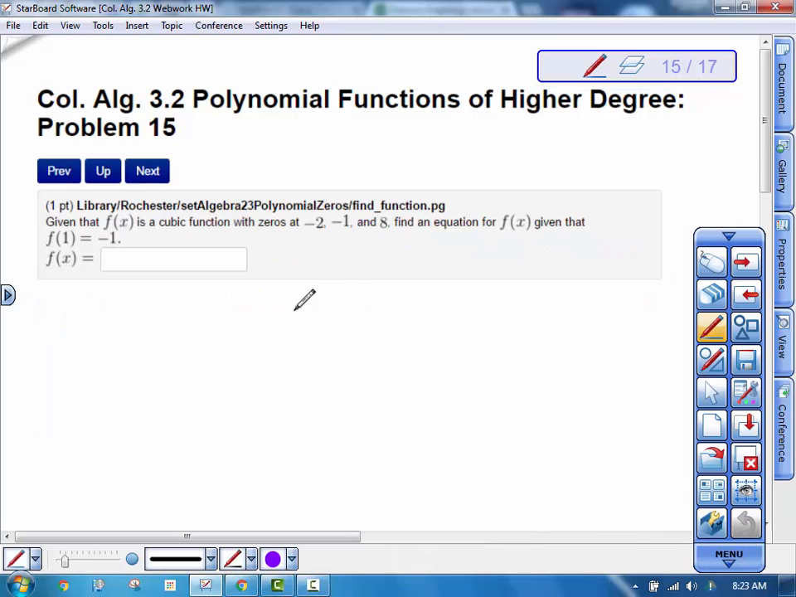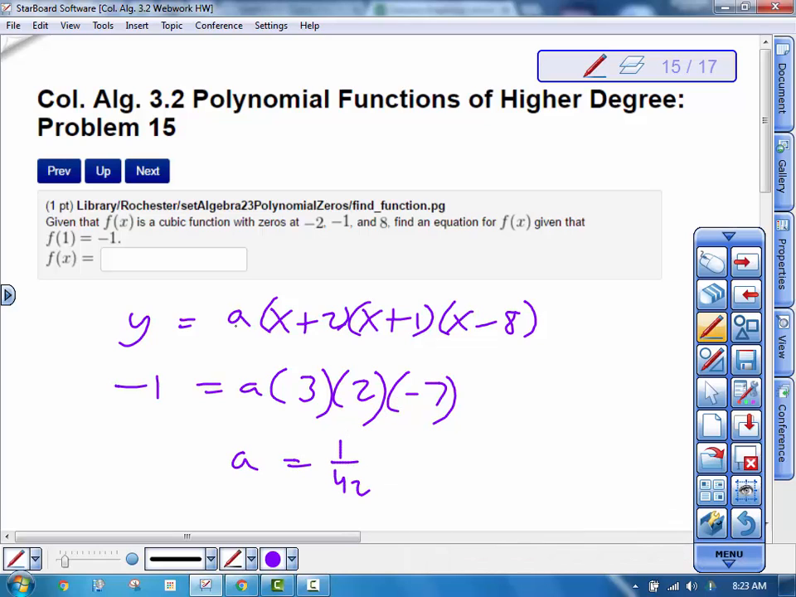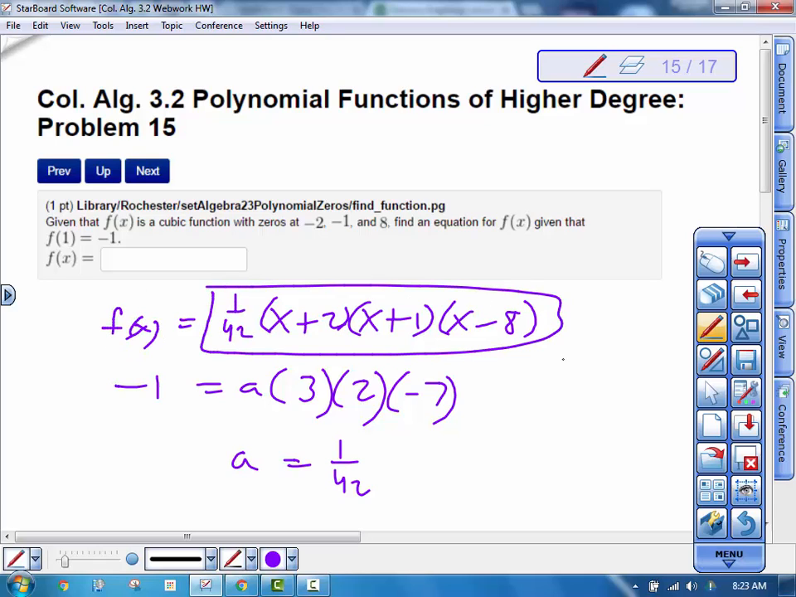Okay, this is the same type of problem. They give us some zeros, so here are the factors. And they want it to be a cubic, so third degree, that works fine. It's got to go through the point 1, negative 1. So I get to find my a value by plugging in 1 for x and negative 1 for y. So this would be 3 times 2 times negative 7. Once again, if you solve this, you'll find your a value, which is 1 over 42. That goes right here. And this is f of x, not y. So enter in that, and you're good.